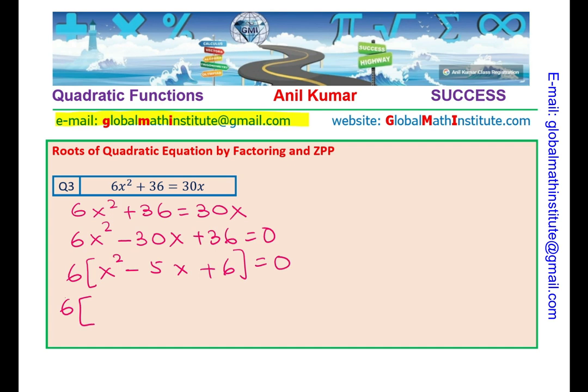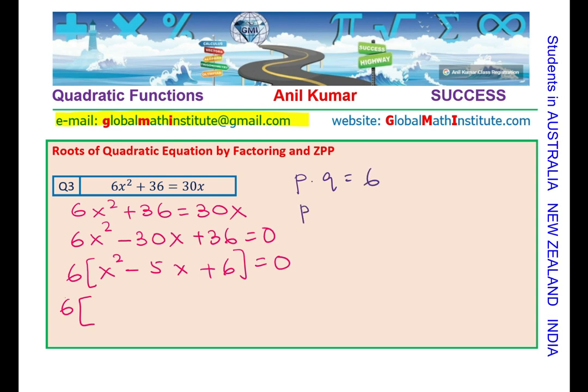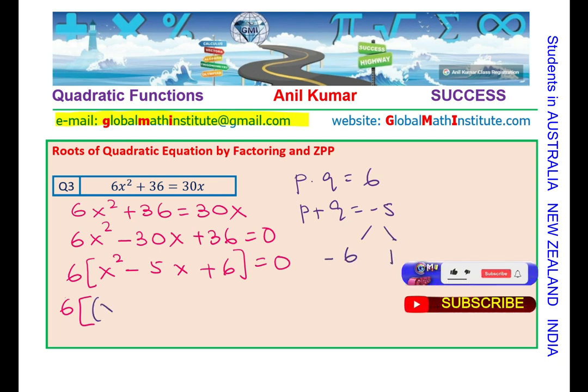6 times. We're looking for a product of what? Again, I'll write down for you. Product of 6 and the sum of two numbers should be minus 5. So the numbers should be what? Minus 6 and plus 1, correct? So we get x minus 6 times x plus 1. Makes sense, right?